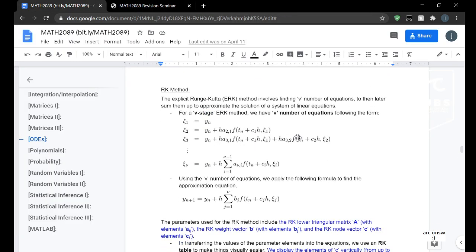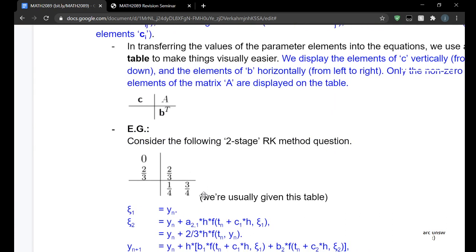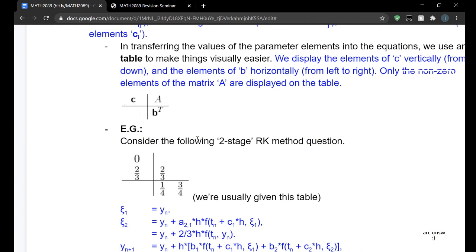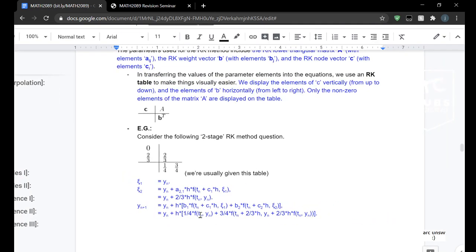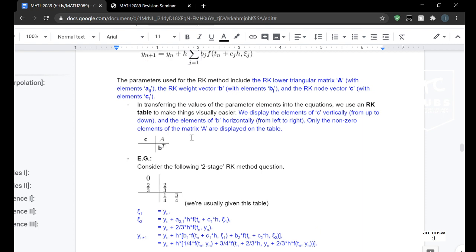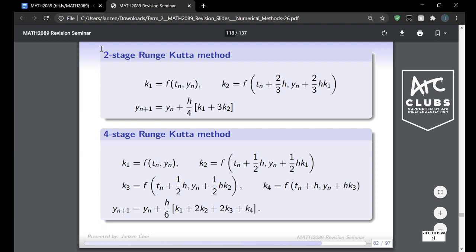Regarding the matrix magic, basically you just have to set up a grid as such and solve for the zeta values, and eventually you get the general expressions for the V-stage Runge-Kutta method. But they should only give you questions regarding the 2 and 4 stage Runge-Kutta method, so remembering these two expressions is sufficient.